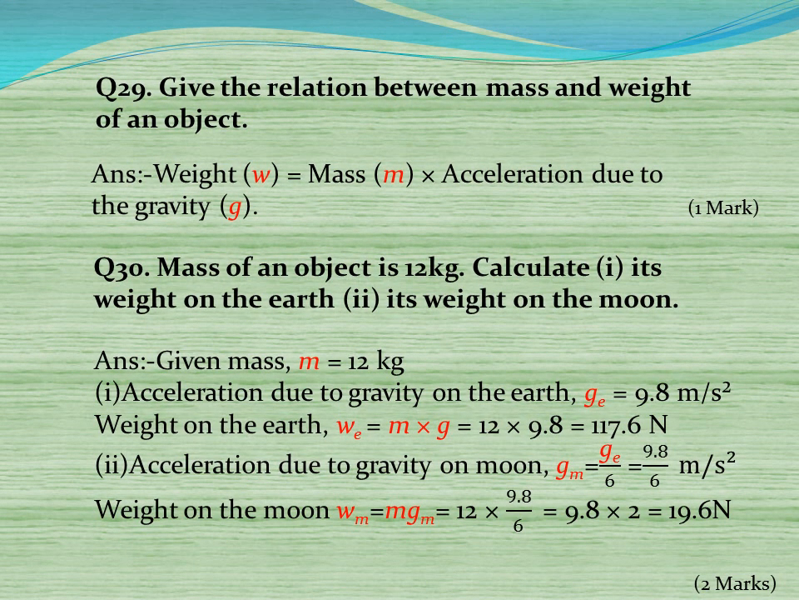Question number 29. Give the relation between mass and weight of an object. Answer. Weight W equals mass m into acceleration due to gravity g. Question number 30. Mass of an object is 12 kilogram. Calculate 1. Its weight on the earth. 2. Its weight on the moon.